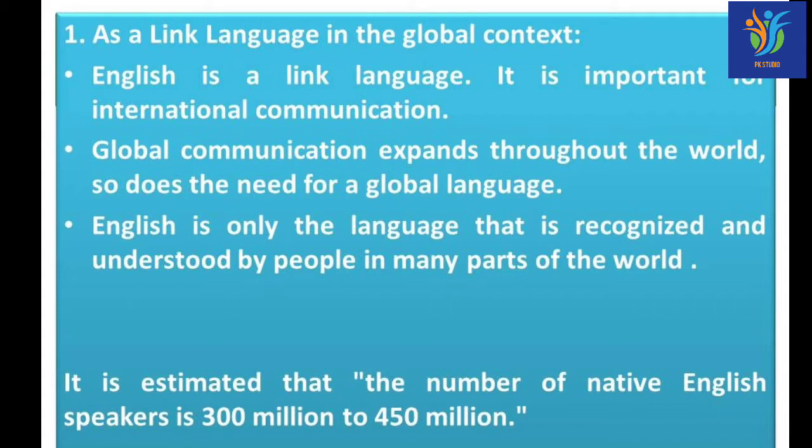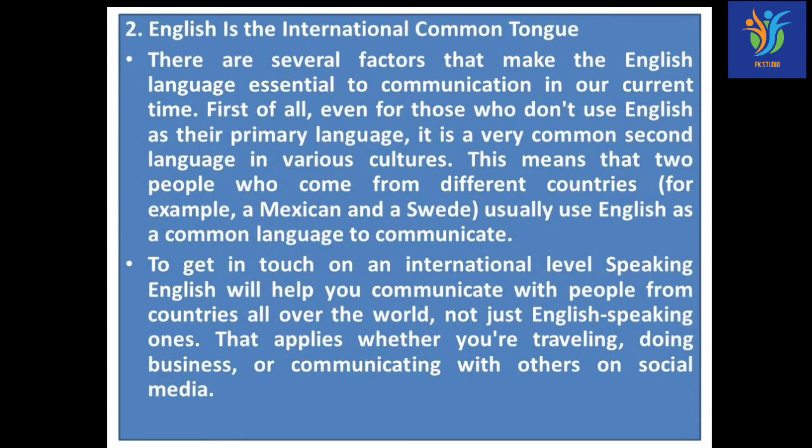So here we can start with the first point, and that is, first of all, English as a link language. It is important for international communication. As global communication is expanding throughout the world, this is the need of today's era. English is the only language that is recognized and understood by people in many parts of the world. Estimatedly, the number of native English speakers is 300 million to 450 million.